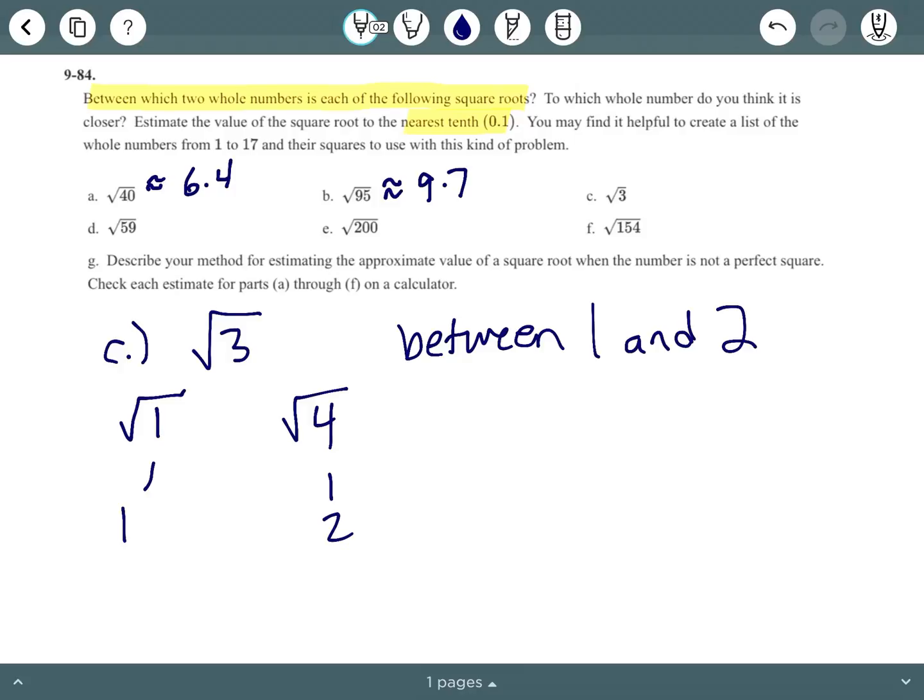Now, 3 is a little bit closer to the perfect square 4 than it is to 1, which means my tenths are going to give me a higher number of tenths that I have to add on. So I'm going to estimate that this is around 1.7.